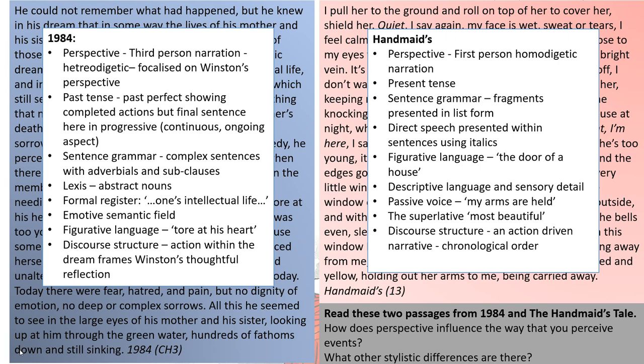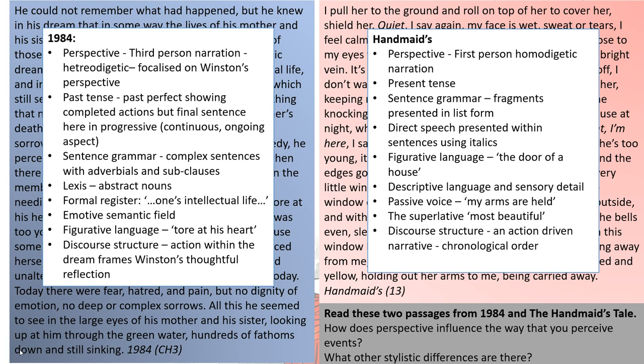The sentence grammar is markedly a contrast to 1984. There are long listing sentences within which there are multiple fragments, and they create a sense of the frantic action of Offred's escape and her panic, her sense of rising panic, I guess, as she seeks to look after her daughter.